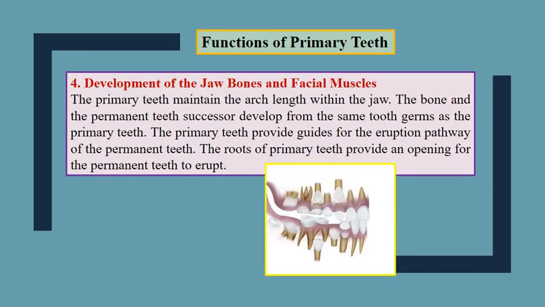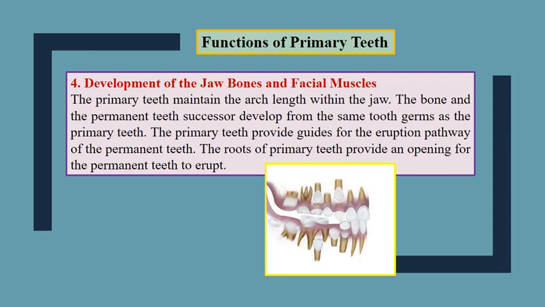The primary teeth maintain the arch length within the jaw. The bone and the permanent teeth successors develop from the same tooth germ as the primary teeth.